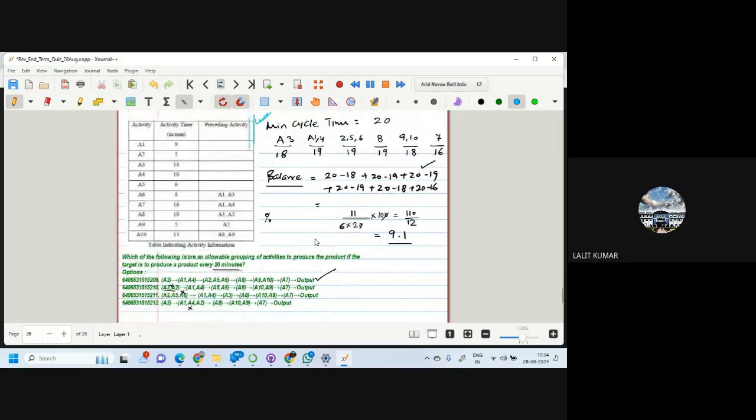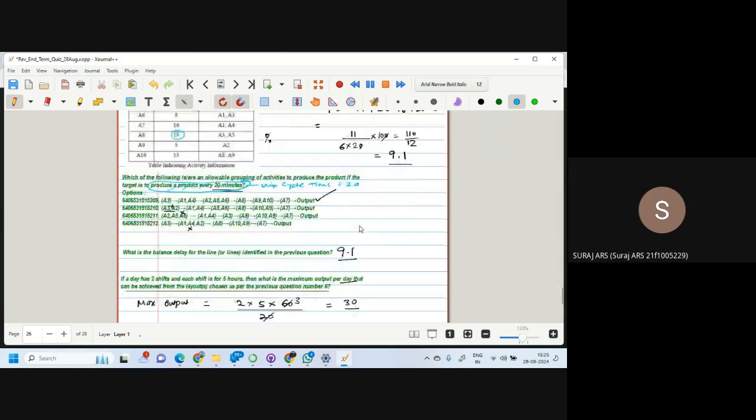Only in this case, there is one difference I will mention here. They have given that a product is produced every 20 minutes. So here the minimum cycle time they have given is 20. Remember this. If this is not given, then we will take the minimum cycle time as 19. This is the only difference.